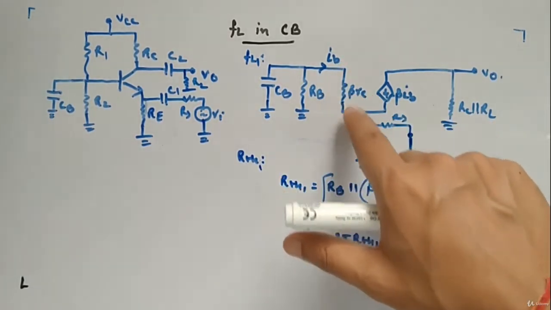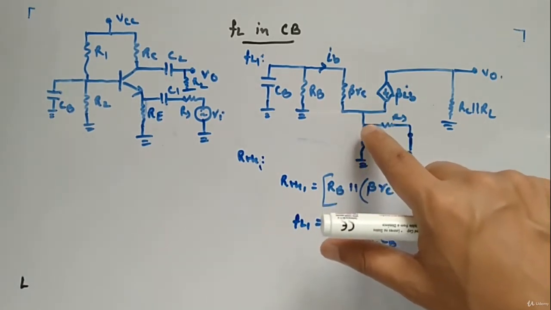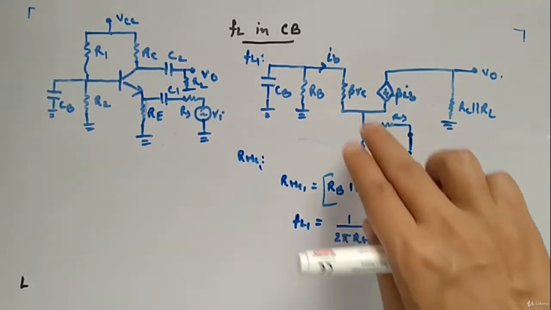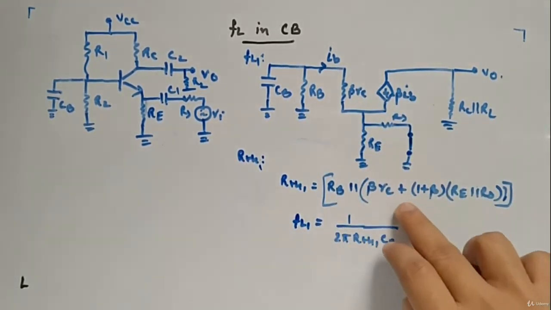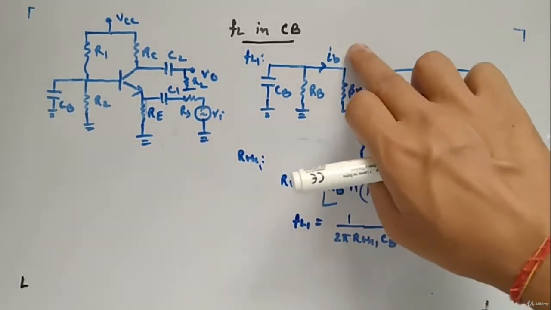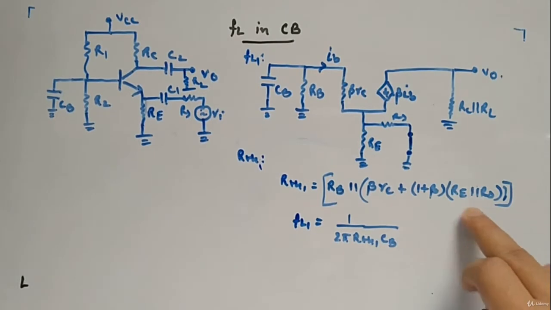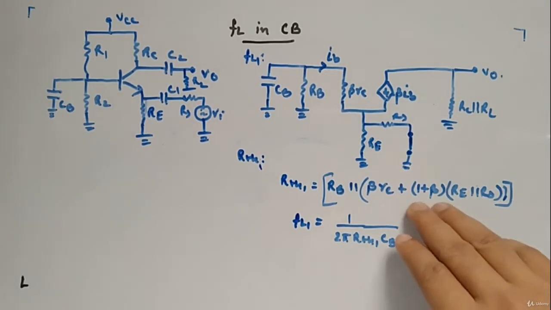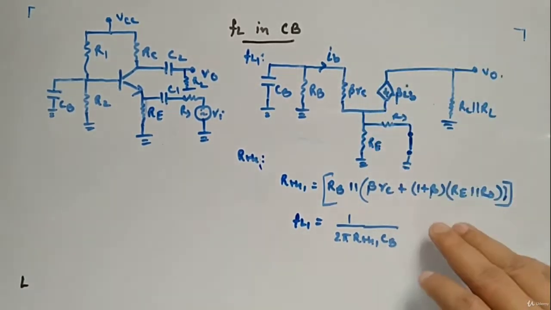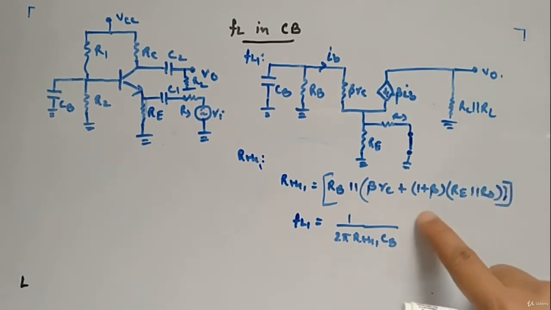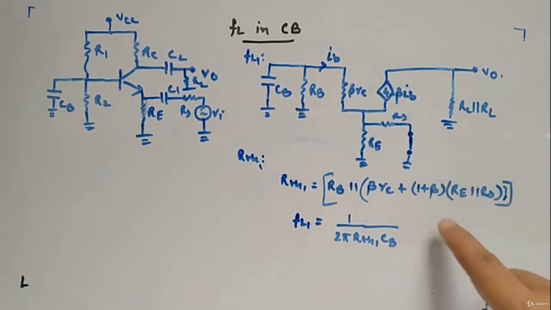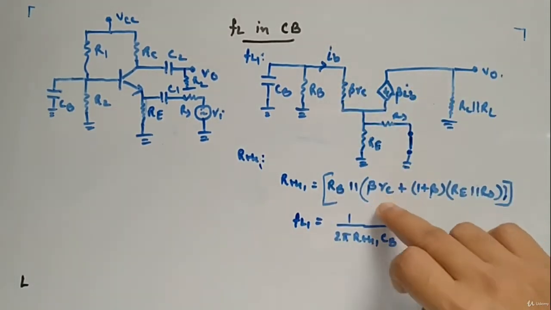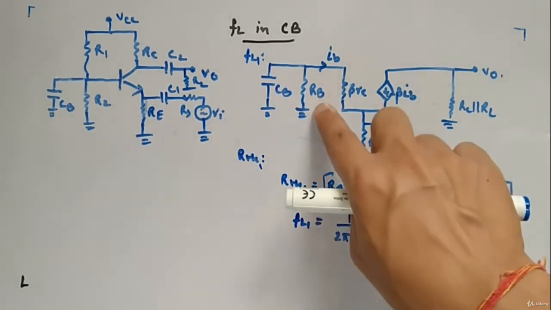Here the current is IB, but here the current is 1 plus beta IB, so I have multiplied by 1 plus beta. So RB is in parallel with the sum of these two: beta RE having current IB, and 1 plus beta times RE parallel RS having current IB. We have seen this before. We wanted the same current in this branch, so I took 1 plus beta with RE parallel RS, so that the current across this becomes IB, and this becomes series with beta RE. So this will be the equivalent in parallel with RB.